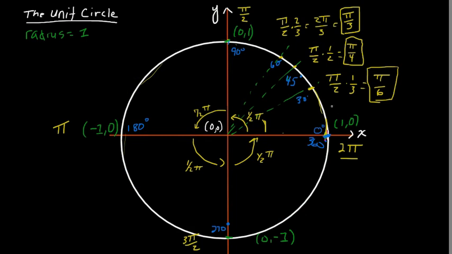So now we've filled in this side, this quadrant, for the unit circle. Pi over 6 is a 30-degree angle. Pi over 4 is a 45-degree angle. Pi over 3 is a 60-degree angle. Pi over 2 is the 90-degree angle. And we just keep going around the circle this same way.